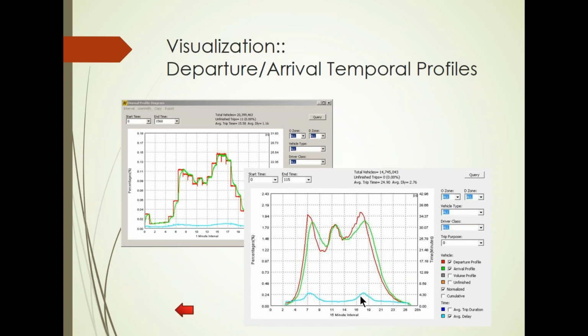You can also correlate that with the average delay information by the hour. So you can see from here, 3 to 5 o'clock, there is a lot of delay in this case, and then you also see a lot of shift in the arrival curve.